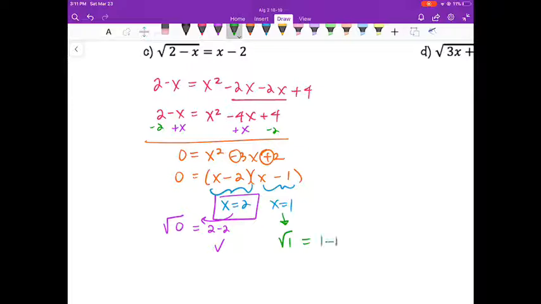On the right, I have 1 minus 2, which is negative 1. Oops. Is the square root of 1 ever going to be negative? No. So x equals negative 1 is extraneous.